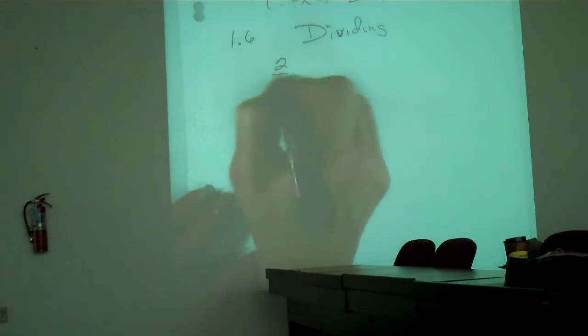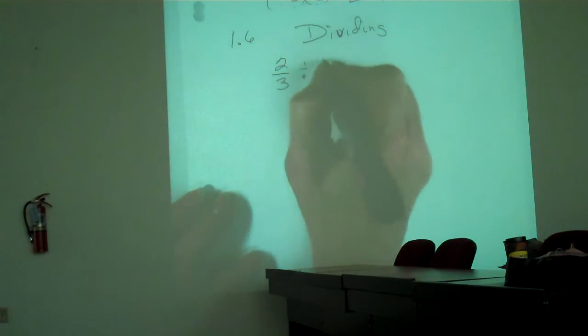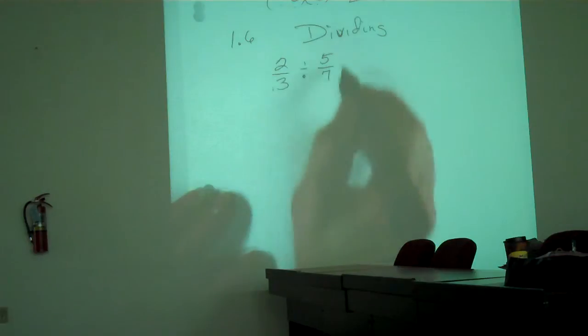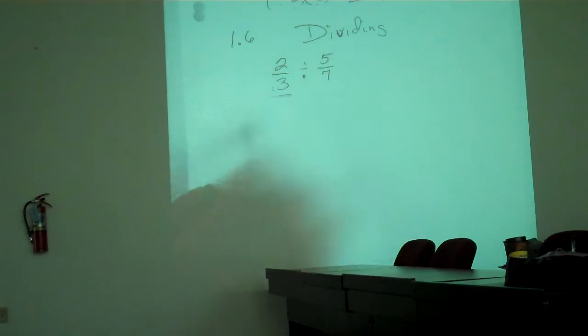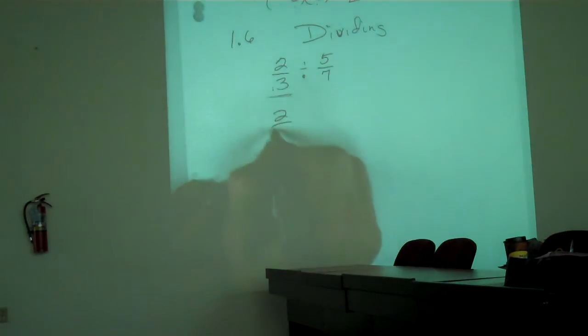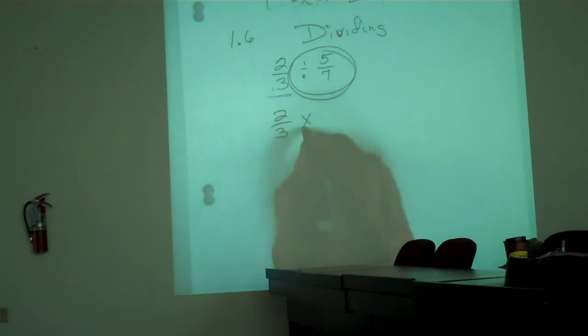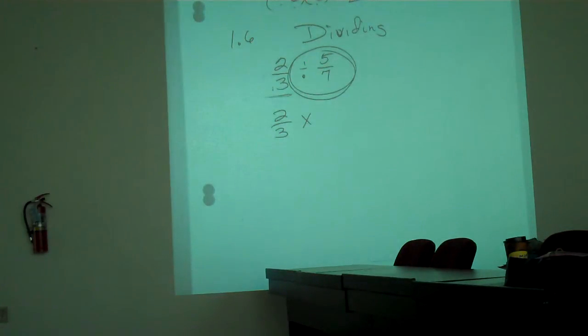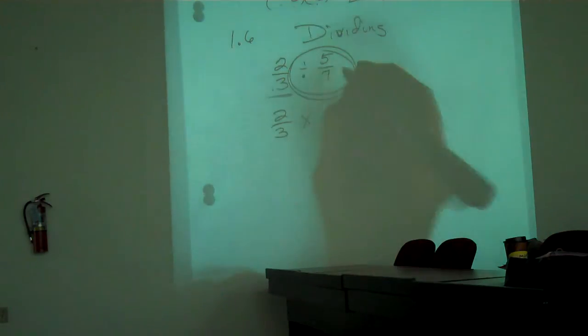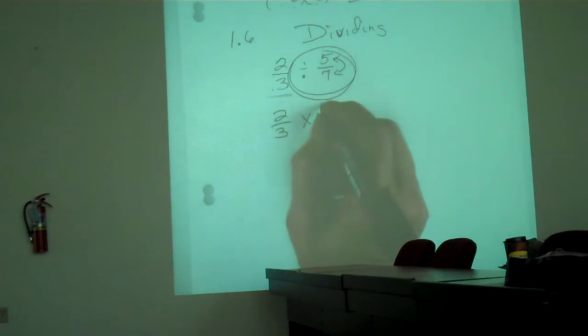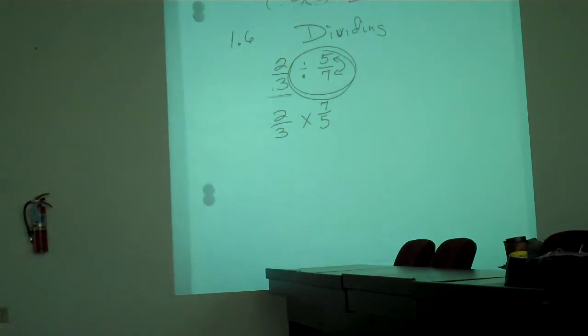If you have 2/3 divided by 5/7, leave the first part. You never flip it over there. You leave it just like it is. This is the only part that changes. The dividing turns into multiplying by the reciprocal. What's a reciprocal? Flip it over.